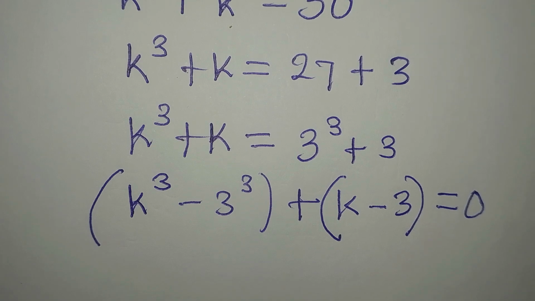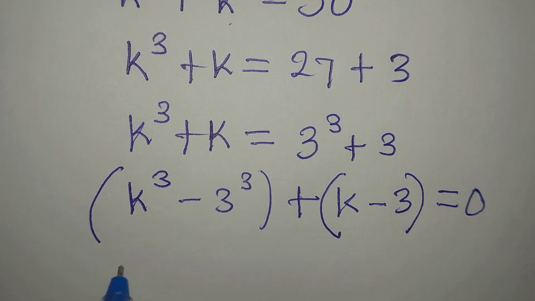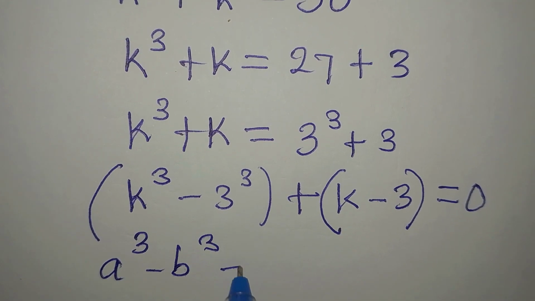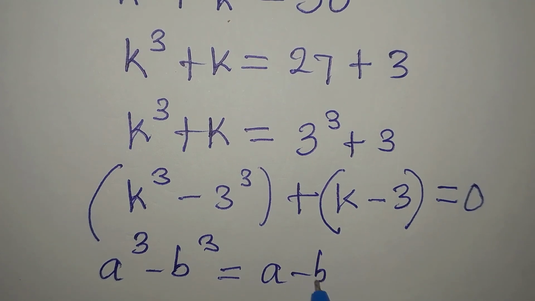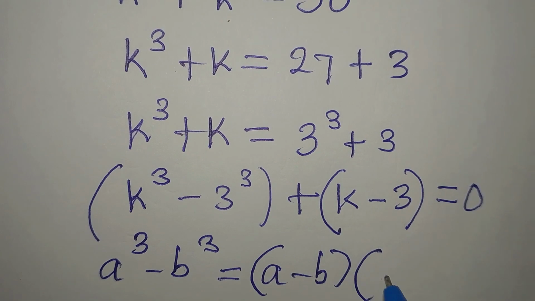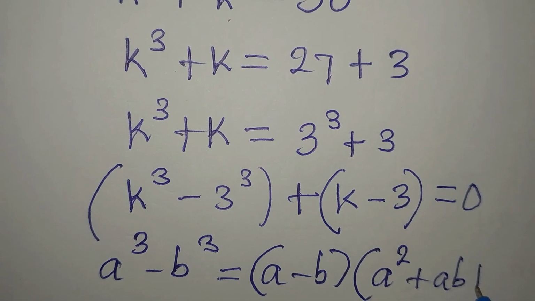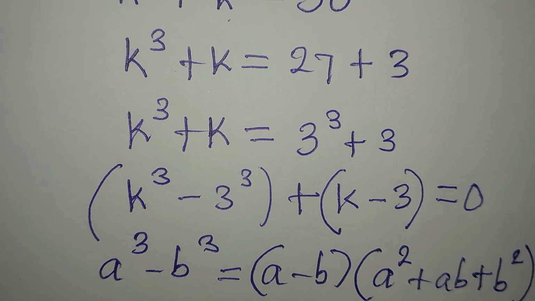Now we have this to deal with, but then we are going to break this down, knowing that a to the power of 3 minus b to the power of 3 is equal to a minus b into a squared plus ab plus b squared. Then we close this up.